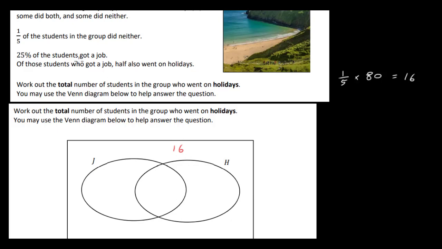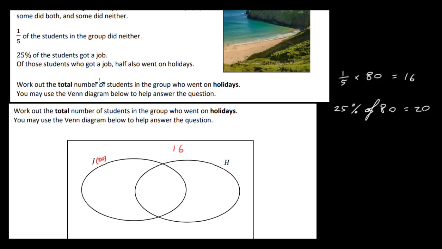Now 25% of the students got a job, so let's have a look at that then. We've got 25% of 80, so that's a quarter of 80, so if we do that we'll get 20. So that means 20 will appear in this part of the graph here. So I don't know where that's going to go, how we're going to split that up. So let me just put 20 here for the moment in brackets, who got a job. Let's see if it gives us any more information on that.